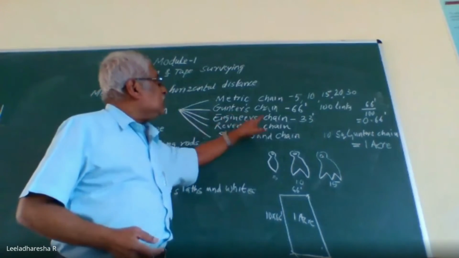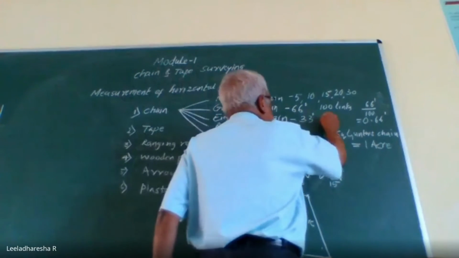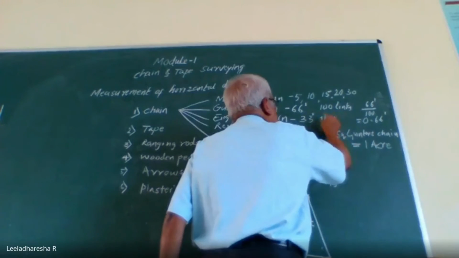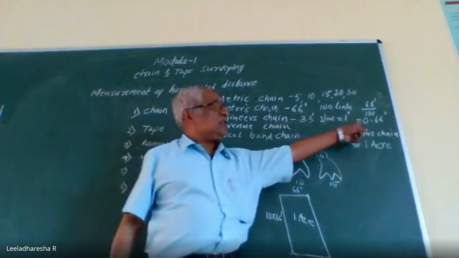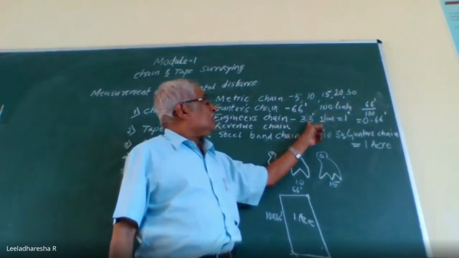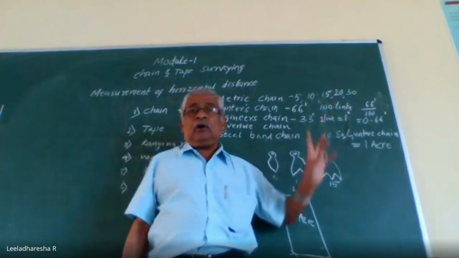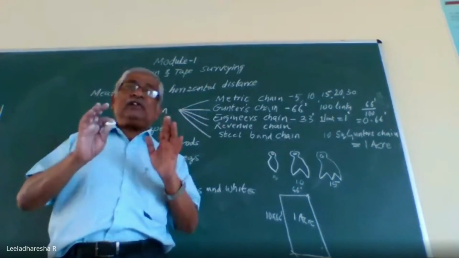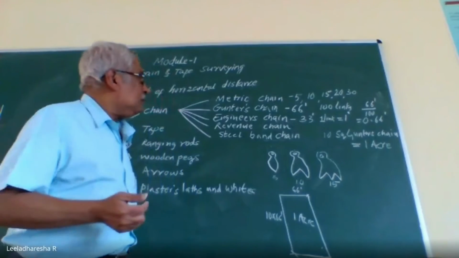It is the engineer's chain. One link of this engineer's chain is equal to 1 foot in length; it is rounded off. In the other case it is 0.66 feet, but in the case of the engineer's chain, it is 33 feet long and one link is equal to 1 foot. Therefore, how many total links will be there? There will be 33 links, which are joined together.